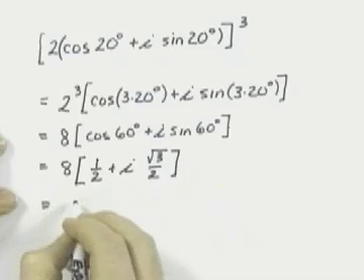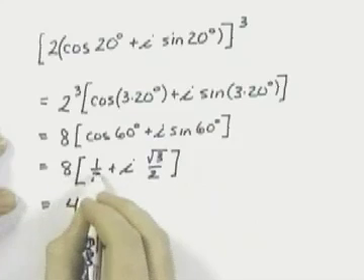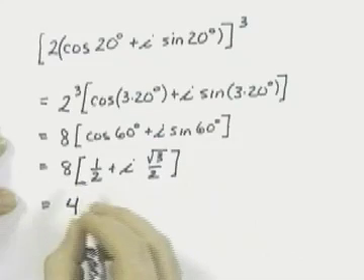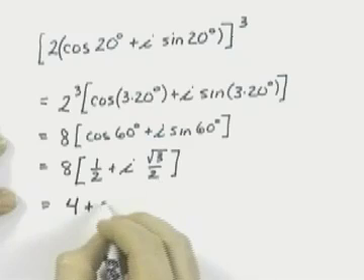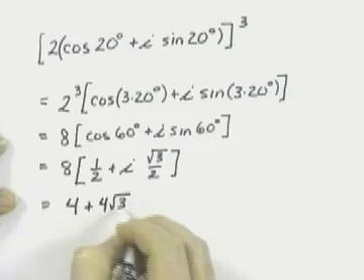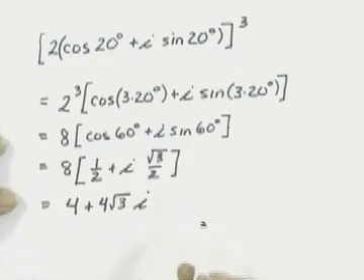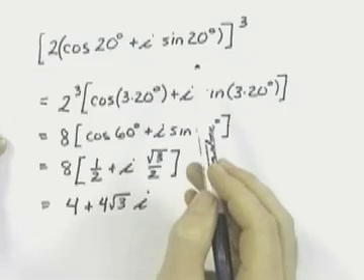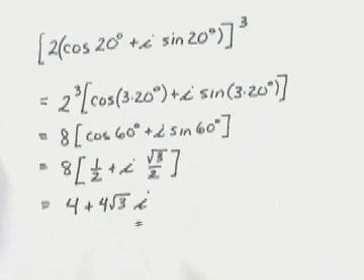After distributing the 8, we get 8 times 1/2 is 4, plus 8 divided by 2 times root 3 is going to give me 4 root 3, and then i. So I've taken this complex number and raised it to the third power, and the result is 4 plus 4 times the square root of 3, i.